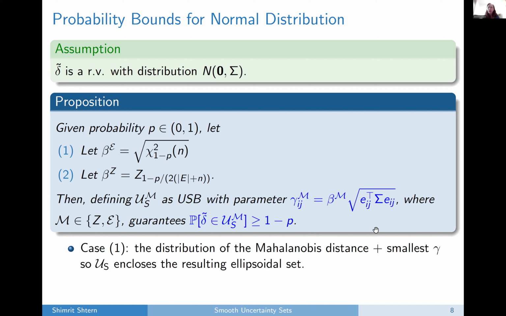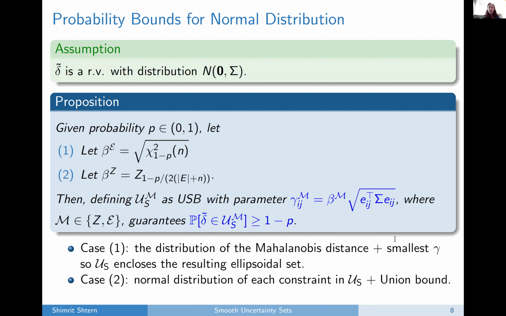And we again build our smooth uncertainty set as an enclosing polytope for the ellipsoid derived by this Mahalanobis distance, ellipsoidal uncertainty. And the second case, we just take the fact that for each constraint in the uncertainty set, we have a variable that is normally distributed. And if we want all the constraints to be satisfied, we need to divide it by the number of constraints in the uncertainty set, which is 2 times the number of edges plus n.